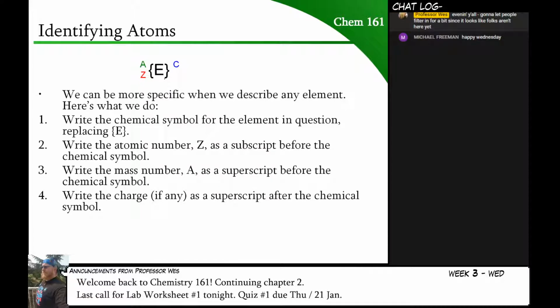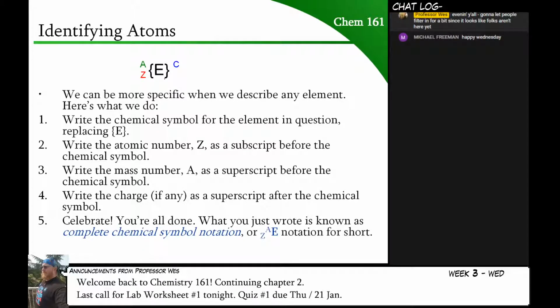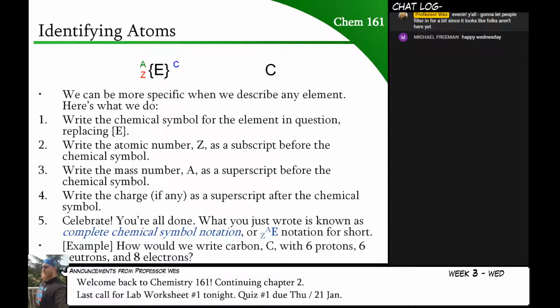Once you have all these things written, you get to celebrate. The symbol that you have written is called complete chemical symbol notation. You may also hear it as isotopic symbol notation. I write Z, A, E just to save characters when I do that. Let's do an example here. I'm going to write a carbon isotopic chemical symbol notation for this description. I want to have 6 neutrons and 8 electrons.